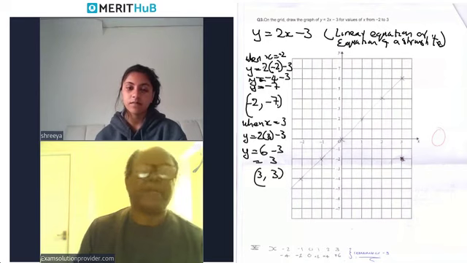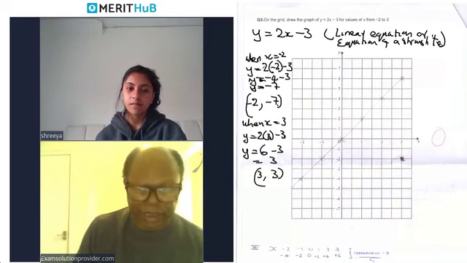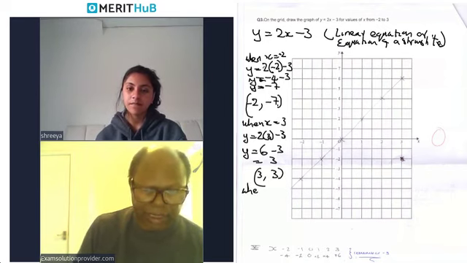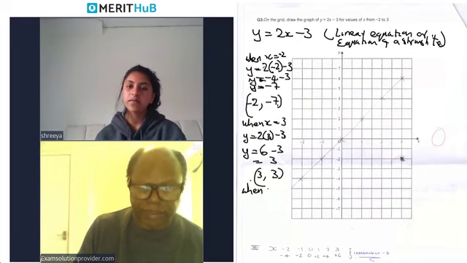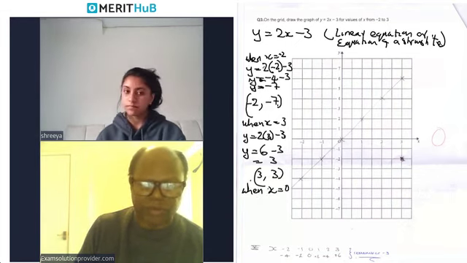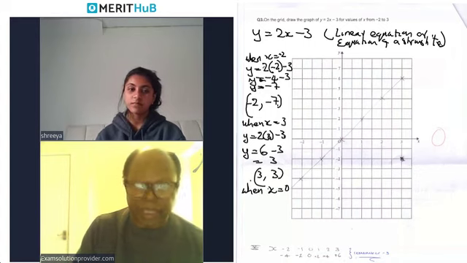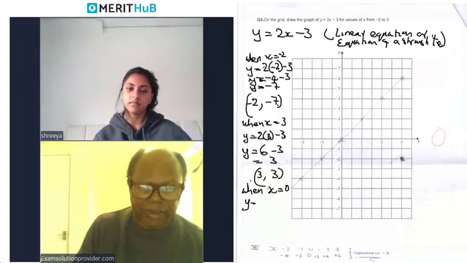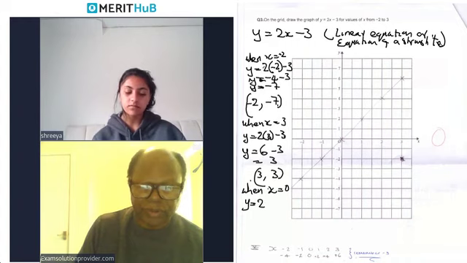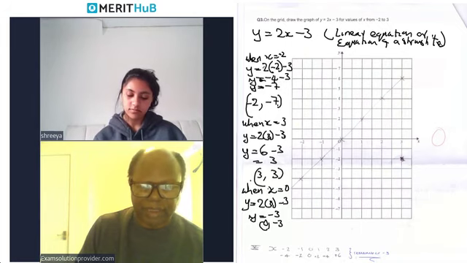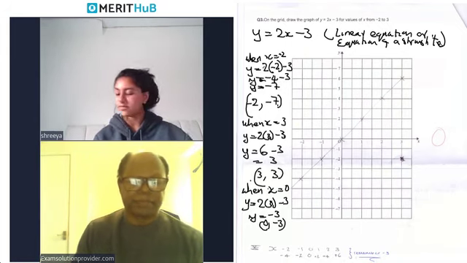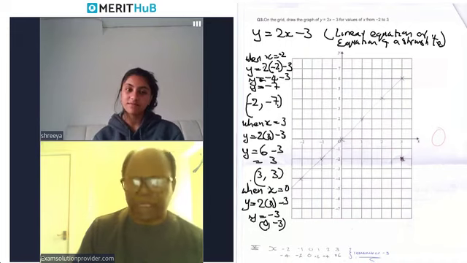But to be safe, let's take where x is 0. You don't need it at all, but then we do substitute there. Then y is going to be equal to 2 times 0, then minus 3. So y is going to be equal to minus 3. So that point is going to be 0, minus 3. But we don't need too many. That's all what we need.